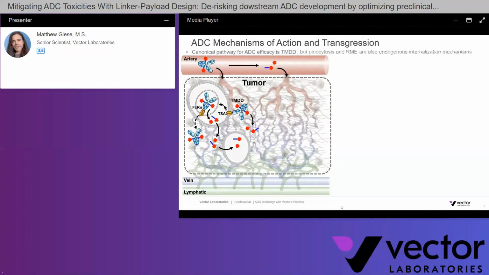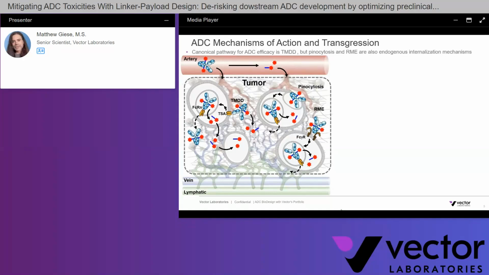But this is still an oversimplified process because pinocytosis and receptor-mediated endocytosis are also both endogenous internalization mechanisms, and these are antigen-independent. Pinocytosis is a nonspecific fluid phase endocytosis, mostly in the endothelial cells lining the blood vessels, but it's very efficient at catabolizing IgGs, and this can release the payload. Receptor-mediated endocytosis, facilitated by FCGR binding, can trigger internalization and payload release. And the payloads can kill the cells, they can diffuse out, they can diffuse into antigen-negative cells for a bystander effect, and because this is in the tumor, it's all good.